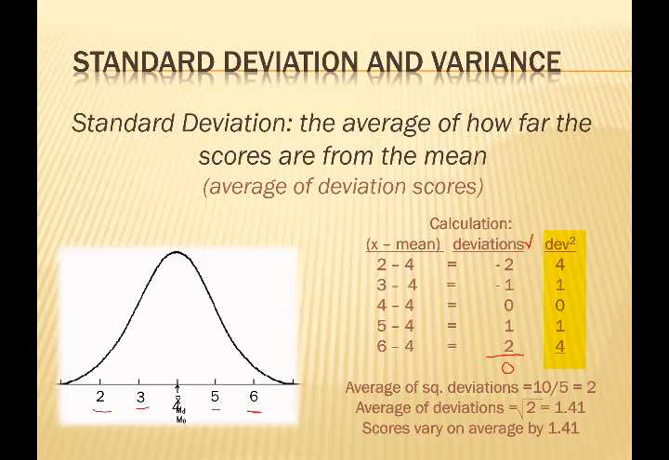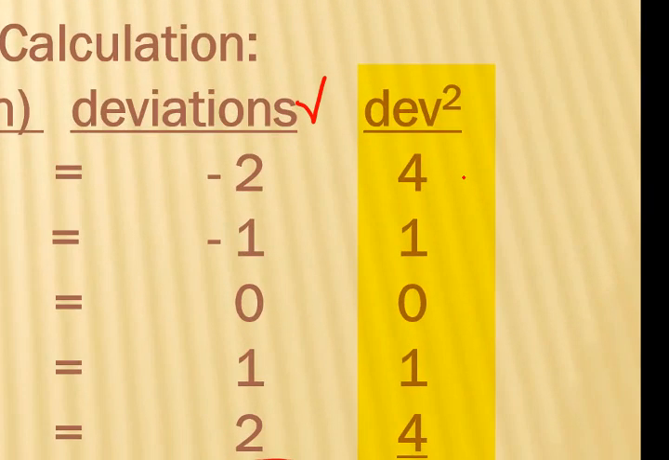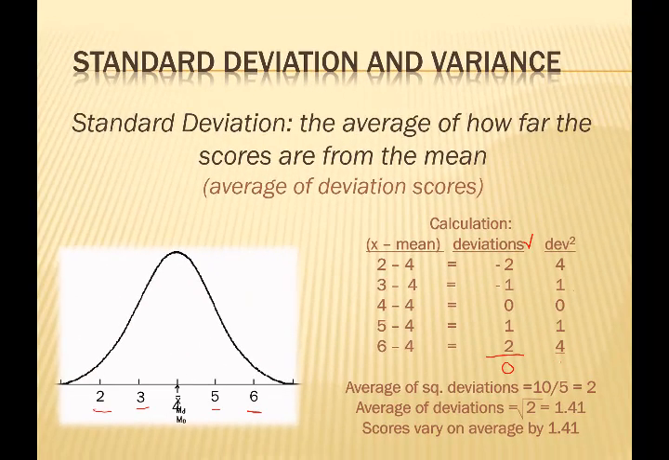When you square the deviations, then you lose the minuses, right? So -2 squared becomes 4, -1 squared becomes 1, 0 becomes 0, 1 becomes 1, 2 squared becomes 4. Now, if you were to take the average of square deviations, then you can take the average. So you have minus 2 squared, which becomes 4, minus 1 squared, which becomes 1, 0 squared is 0, 1 squared is 1, and 2 squared is 4.